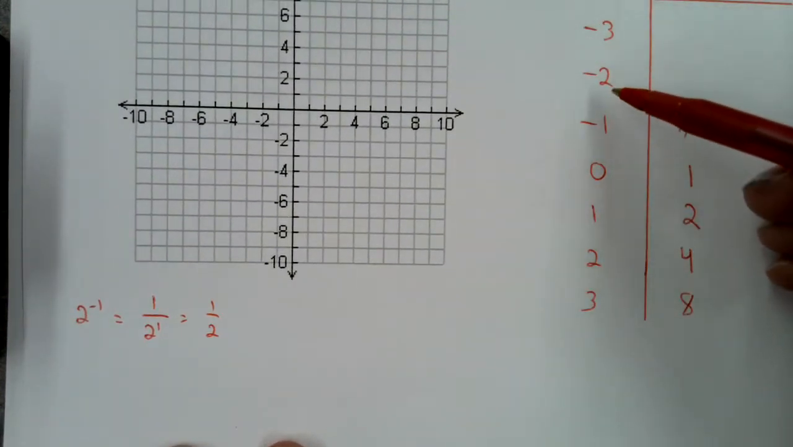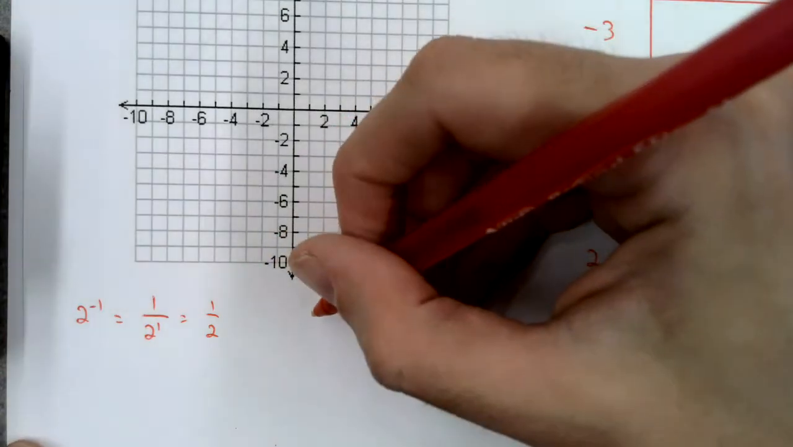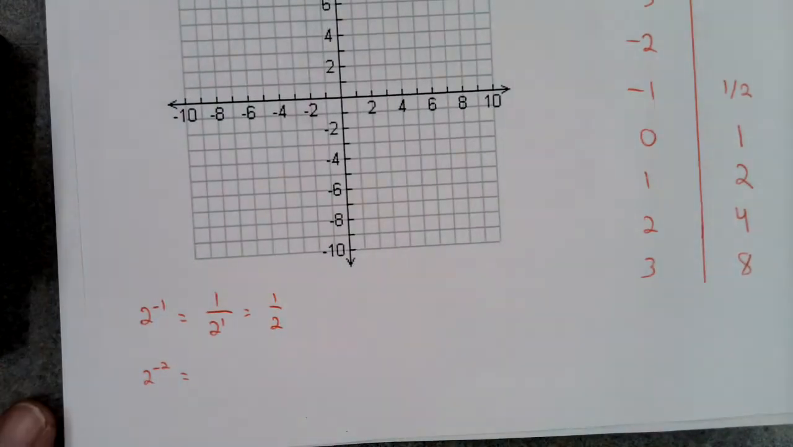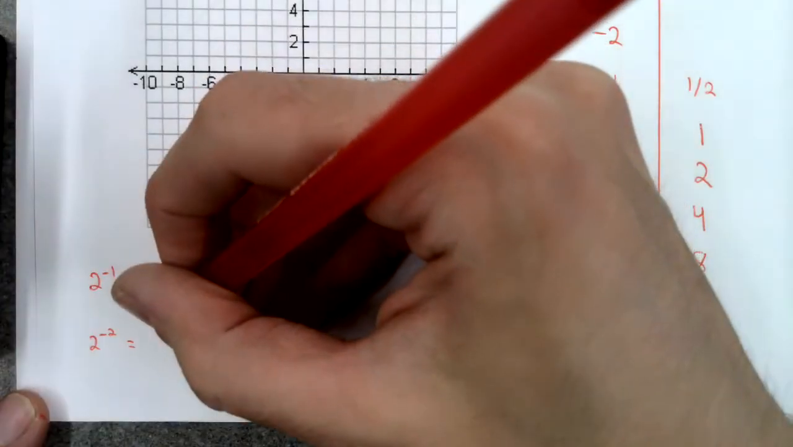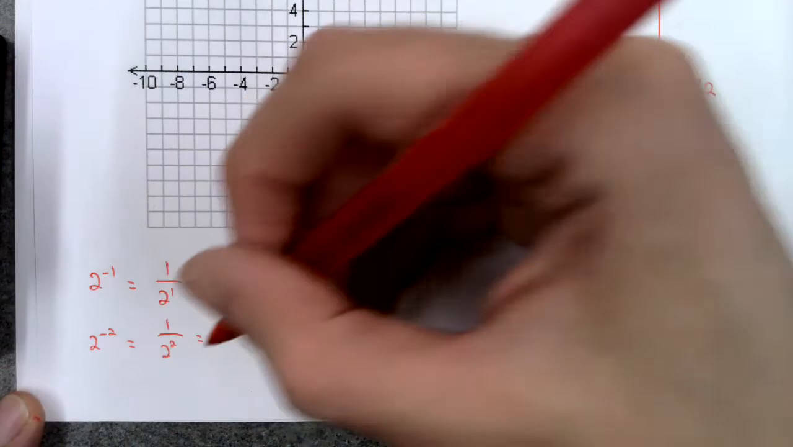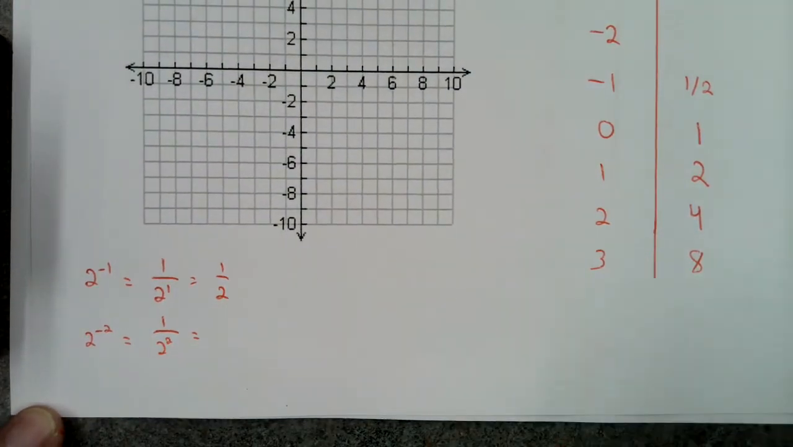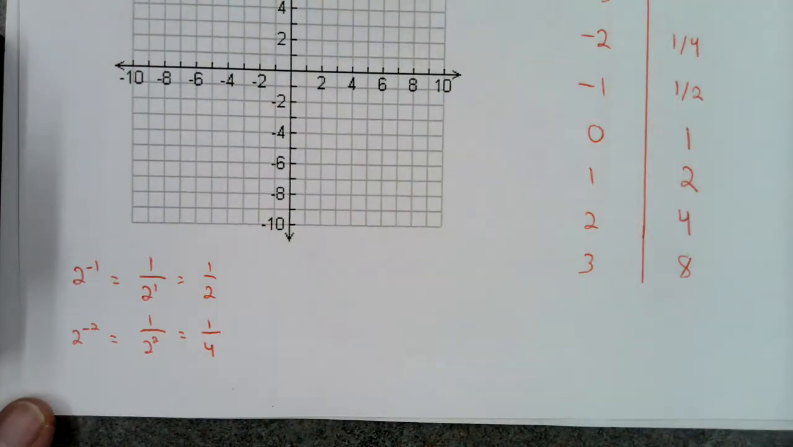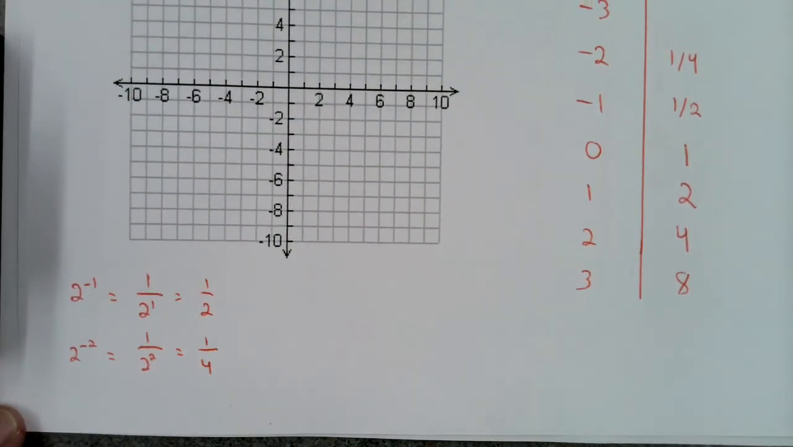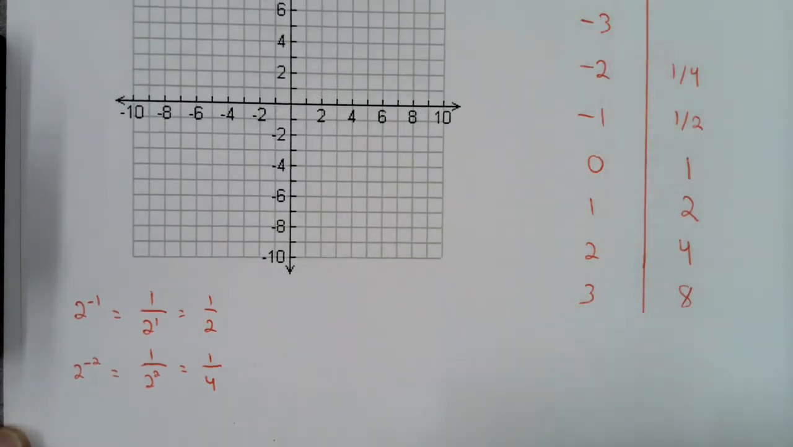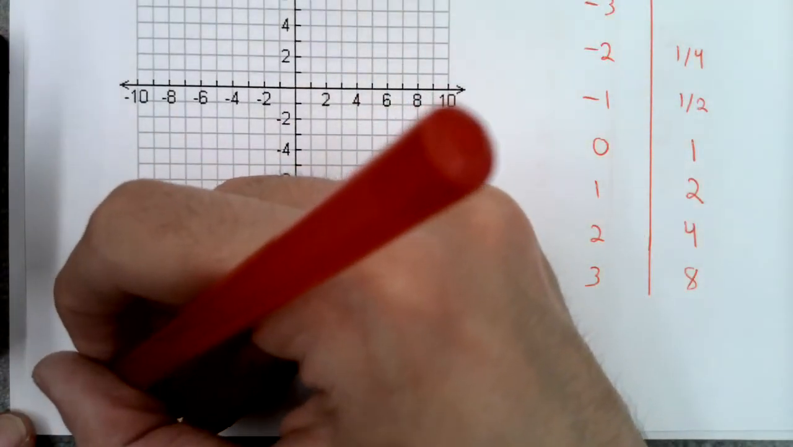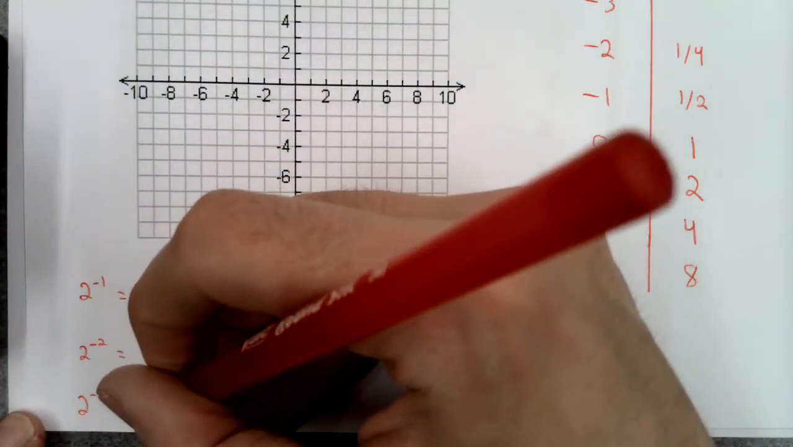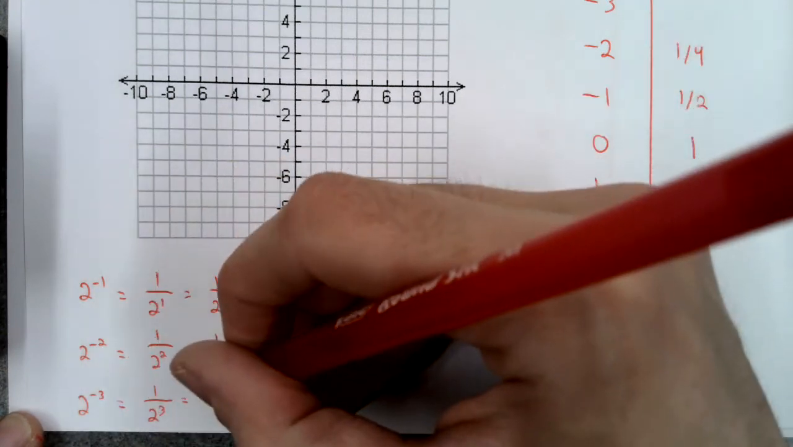When x is -2, let me do that down here. That means we have 2 to the -2 power, which is the same as 1 over 2 to the +2 power, which is 1/4. When x is -3, that means we have 2 to the -3 power, which is the same as 1 over 2 to the +3 power. These are exponent rules, which equals 1/8.